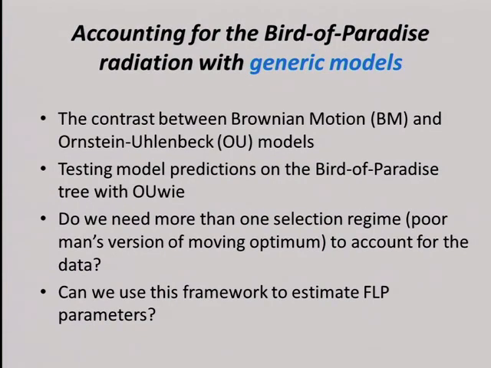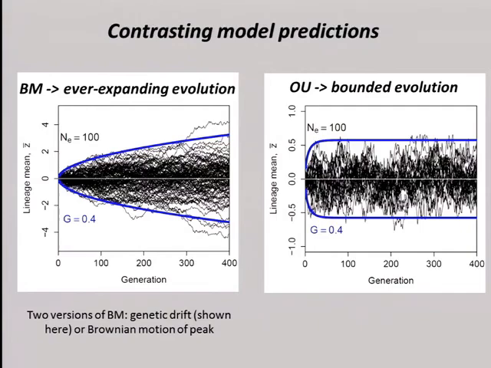Okay, so here I'm going to show you the contrast between these two kinds of models. Then we'll test predictions with the bird of paradise with this program called OUwie, and I'll tell you who composed it. One of the things we're going to try to do is decide whether peak movement is a required explanation, and we're going to do that by using more than one selection regime in the parlance of this model, and that's like a poor man's version of a moving optimum. I'll show you what I mean in a minute. And then, as I alluded to just now, we can use this framework to estimate the parameters of the FLP, which we weren't able to do by the earlier approaches.